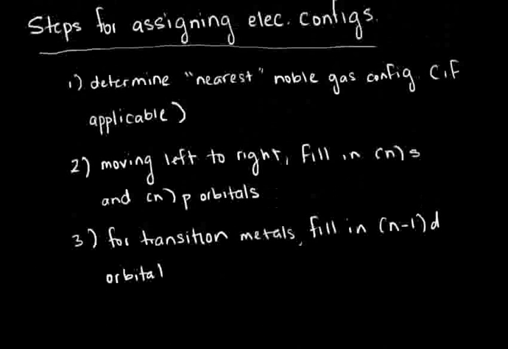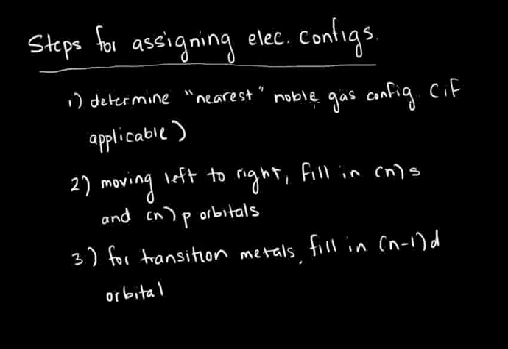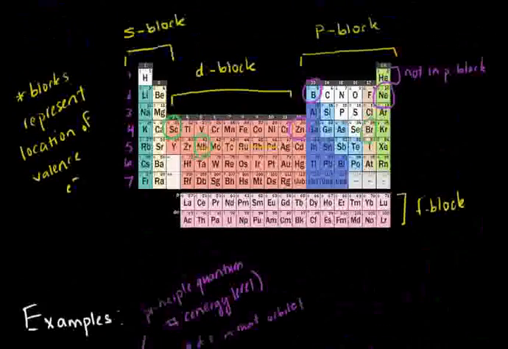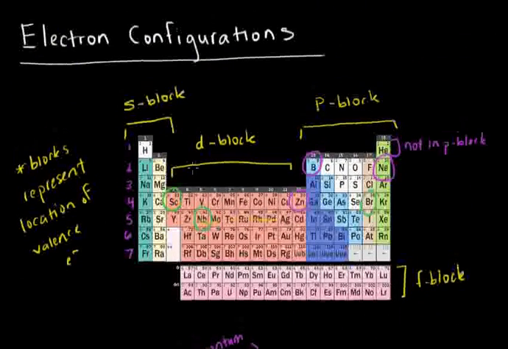So we've done a bunch of examples here, but the thing to remember is whenever you're confronted with an electron configuration problem, go back to your periodic table, find that element, identify the nearest noble gas, move left to right, filling in the s orbitals and the p orbitals if your element is in the s block or the p block, and if your element is a transition metal, just remember that the principal quantum number for your d orbital isn't going to be n, it's going to be n-1. But in these kinds of questions, the periodic table is most definitely your best friend.